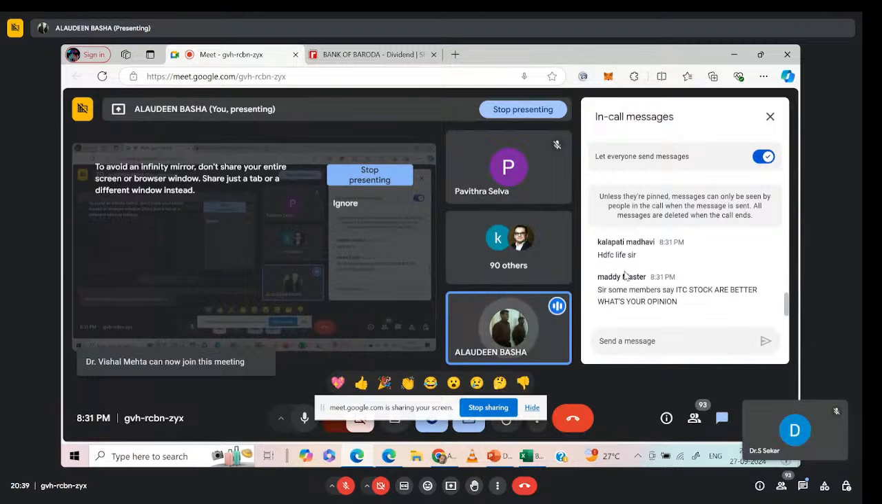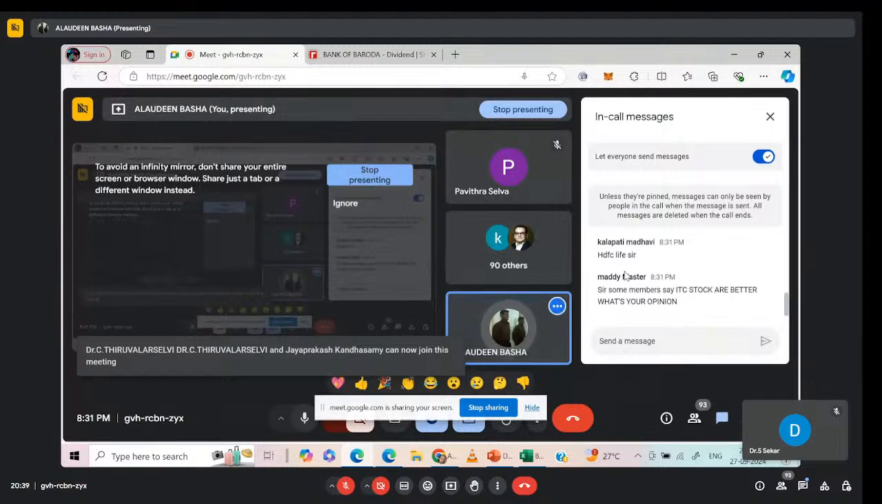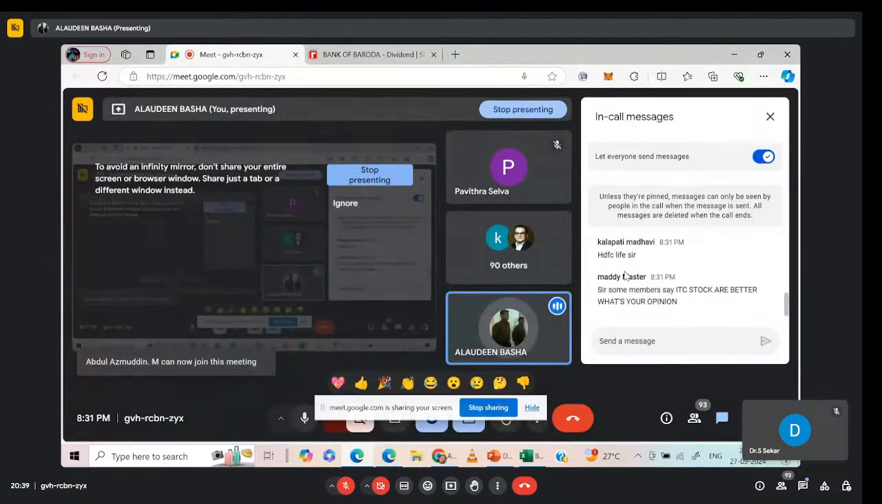Sir, some members say ITC stocks are better. What is your opinion? Yes, sir, ITC is well and good. I think there is some news that ITC will be split. Once it's split or they give a bonus, the market price will go down. It may be divided into 2 or 3, which gives a low price, so you can easily buy it. It's the correct time to buy ITC stocks when they announce the bonus. ITC is good for the long term, sir. No issue.